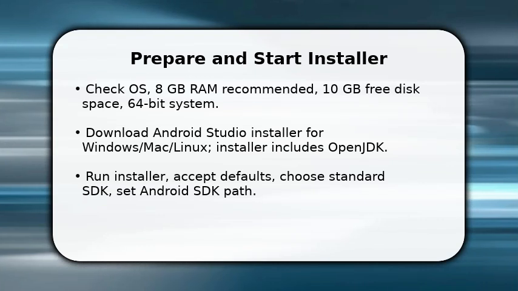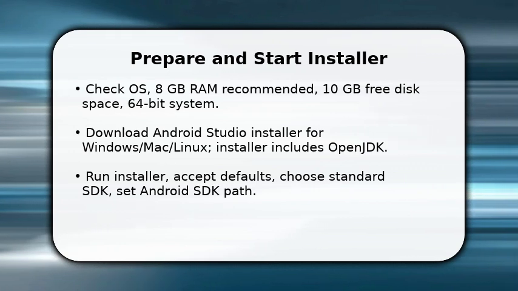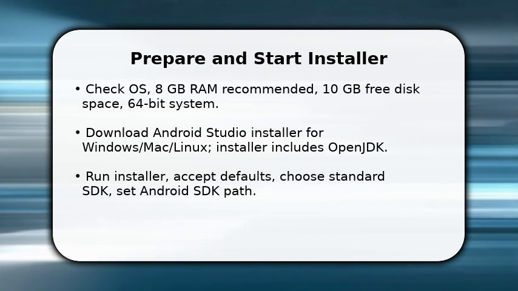You'll begin by confirming prerequisites: a 64-bit OS, about 8 GB RAM, and 10 GB free disk. Once ready, download the Android Studio installer for your platform. Note the package already bundles OpenJDK, so you don't need a separate Java install.